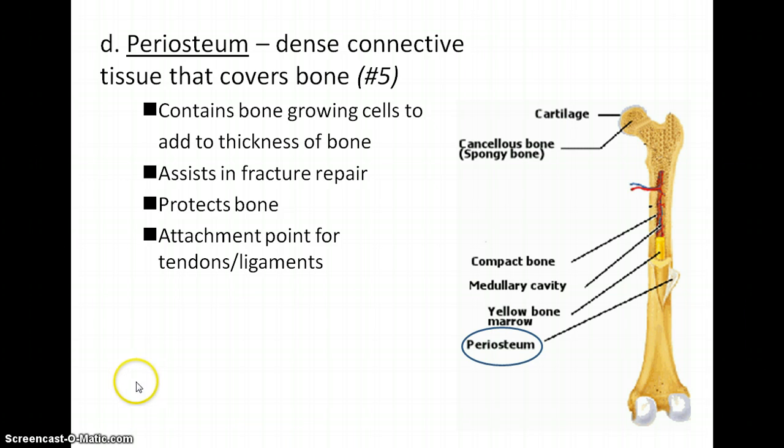The periosteum is also the outer covering of the bone, and it does provide the attachment point for any tendons and ligaments that would be attached to this bone. Remember that tendons attach muscle to bone and ligaments attach bone to bone.